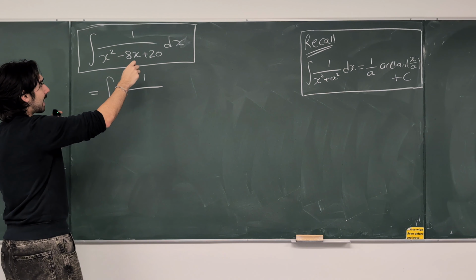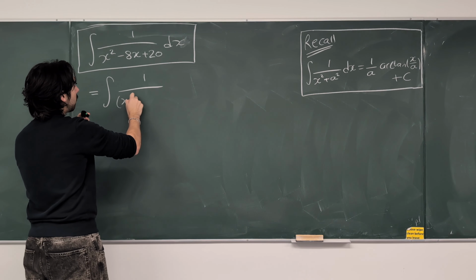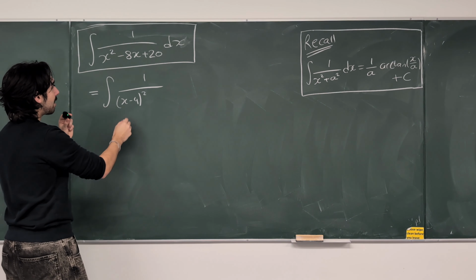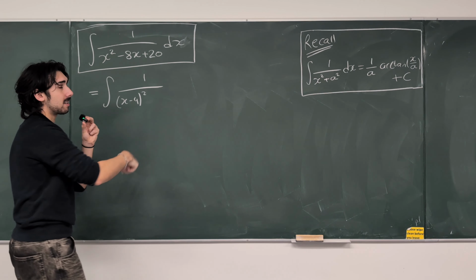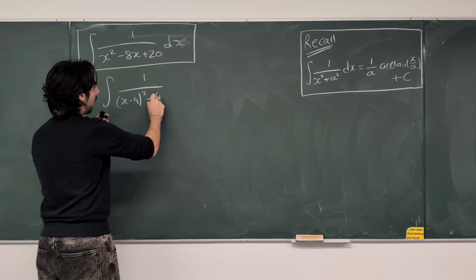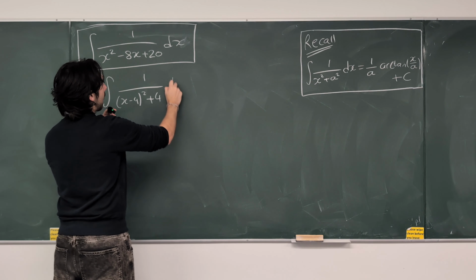So x squared minus 8x plus 20 is the same thing as (x minus 4) squared, and then if you expanded this out, you'd get x squared minus 8x plus 16, not quite 20, so we need to add our 4 on the end like that. There we go, we've completed the square, dx.